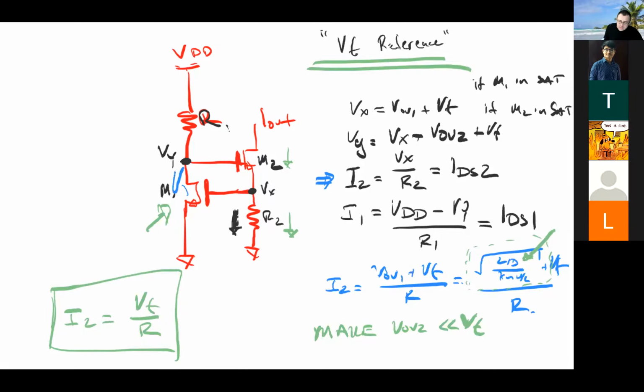Now, the reason why this circuit is better than the previous one that I described is that perturbations on VDD do not show up in the same way as they do in the previous one.